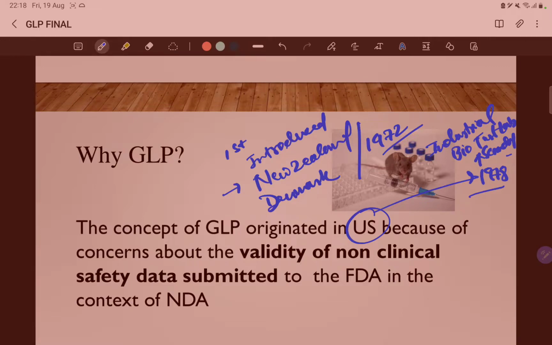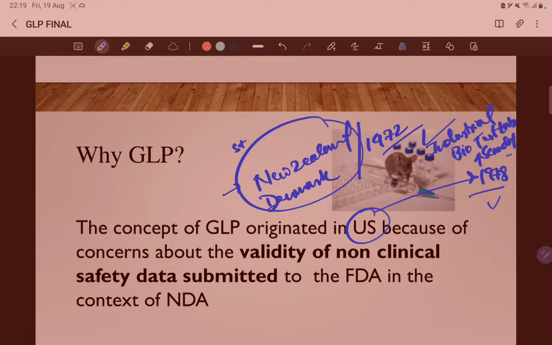Okay, so it was first introduced in New Zealand and Denmark in 1972, and then due to the industrial bio test lab scandal, US FDA approved and started this in 1978.